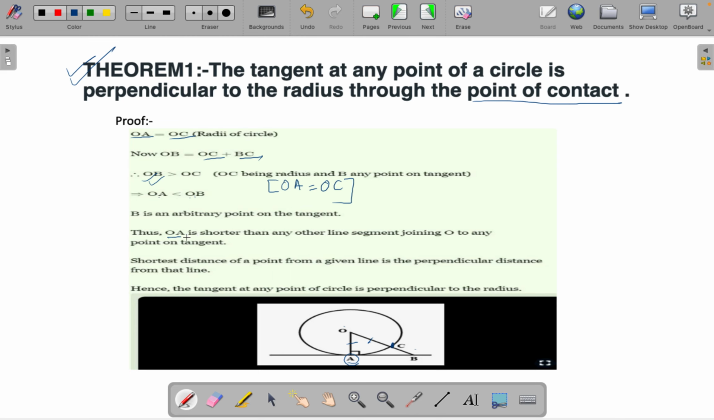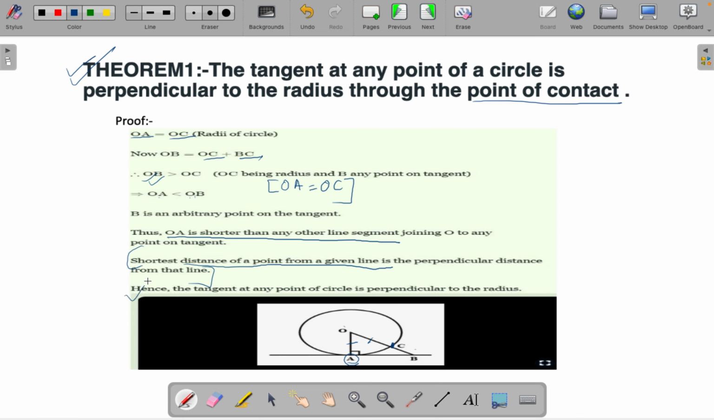So can I say OA is the shorter side? If I consider all three sides, OA is the shortest side, and because it is the shortest side, from a point, the shortest distance of a point from a given line. You remember this theorem which you have studied in class 9. The shortest distance of a point from a given line is the perpendicular distance from that line. Because this OA is the shortest distance from point O, can I say that OA will be perpendicular?